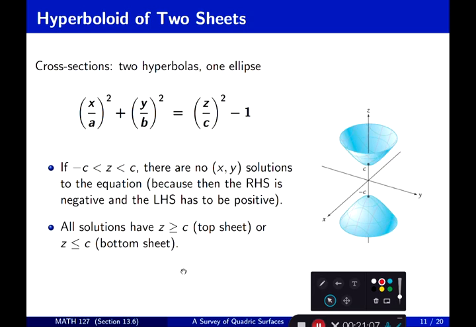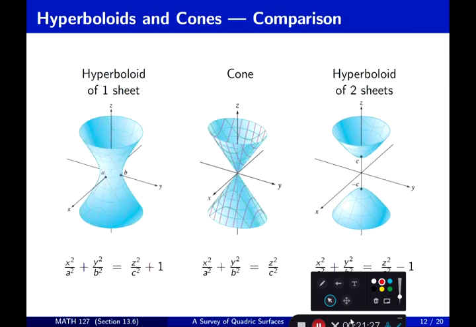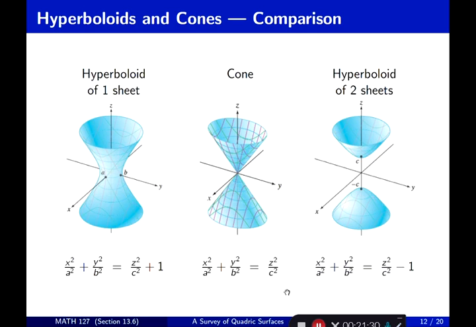All solutions have z bigger than or equal to c for the top sheet, or z less than or equal to negative c for the bottom sheet. Each sheet is a graph of a function, so the top part and bottom part each individually are graphs of a function. Now let's compare all of them together, the similar equations together.